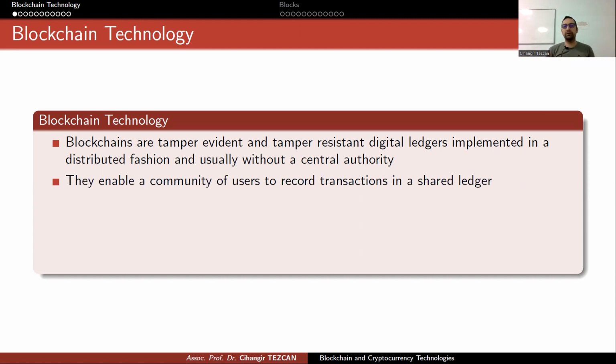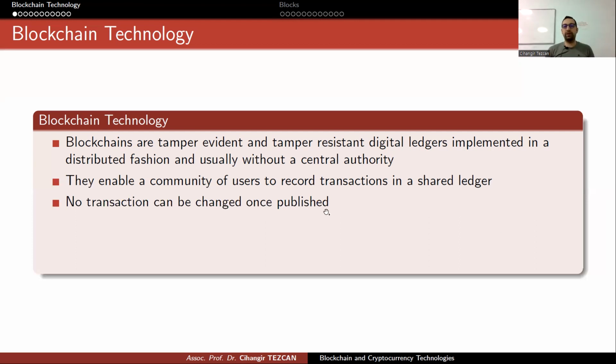They enable a community of users to record transactions in a shared ledger. And this is actually the main idea. So when people want to say that they want to use a blockchain, they need to understand that this is actually a data storage, and you record some transactions there. And what you record is actually your choice, okay? In cryptocurrencies, we record transactions, so they determine how much digital currency somebody has. Okay, but you can create any kinds of blockchains as you want.